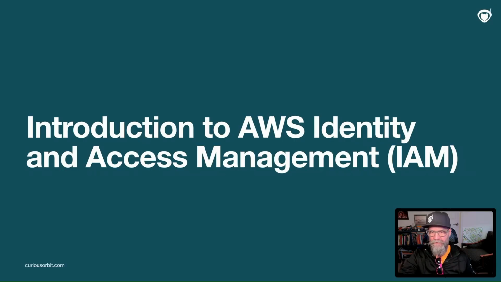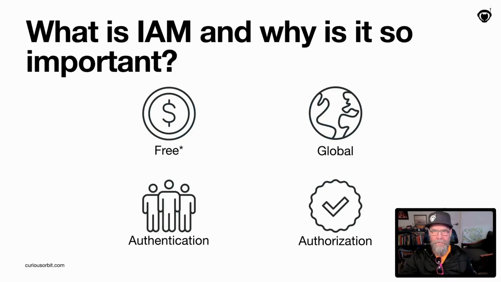Okay, so intro slide. Let's just jump right in. Let's talk a little bit about what exactly IAM is and why it is so important. IAM stands for Identity and Access Management. This is the service that you use to control authentication and authorization in your AWS environment. For the most part, it's free. We're going to talk about one component in particular that is not free, but in general, it's a free service. And it's a global service.